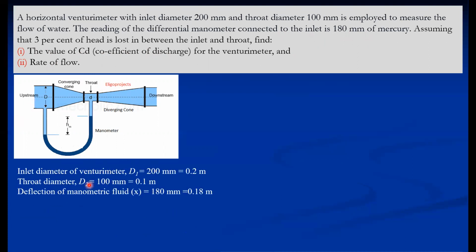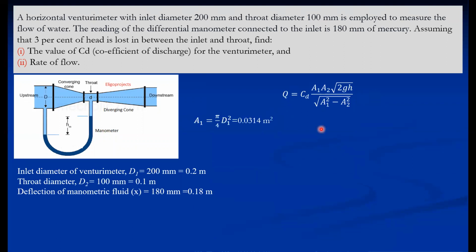Inlet diameter D1 is given, D2 is given, that is 100 mm. Deflection of manometric fluid X is given in this case, that is 180 mm, that is 0.18 meter. This diagram is taken directly from Google, that's why this deflection is called X, because as per our notation we call this X. So X is equal to 180 mm, that is 0.18 meter. First of all, we'll write the expression. Now in this expression, CD and H value are still unknown because X is given, this is not H.